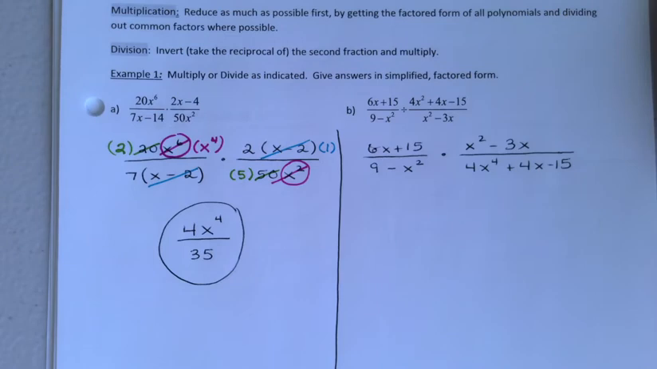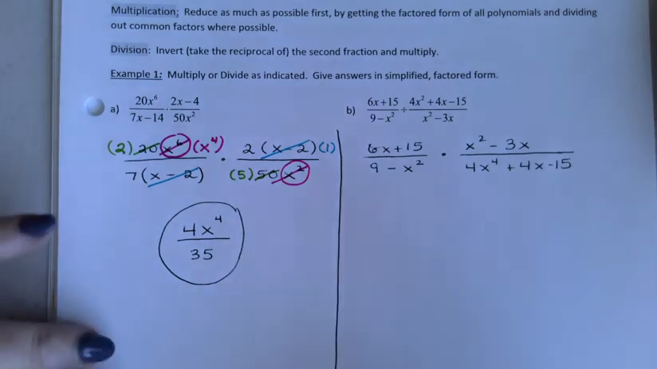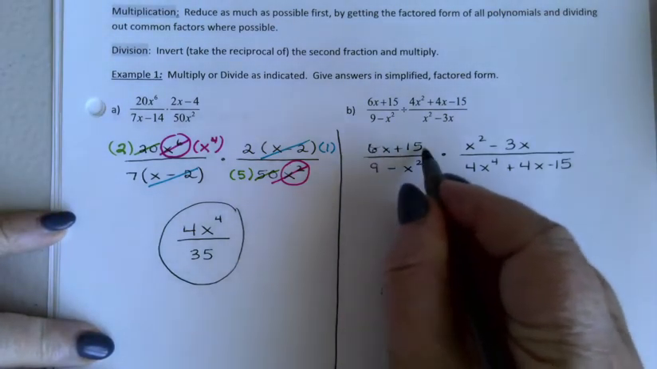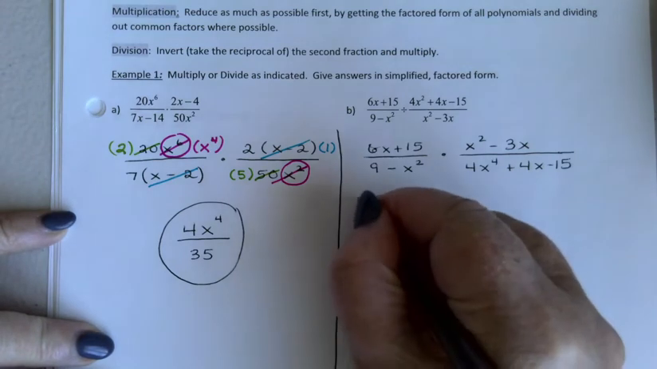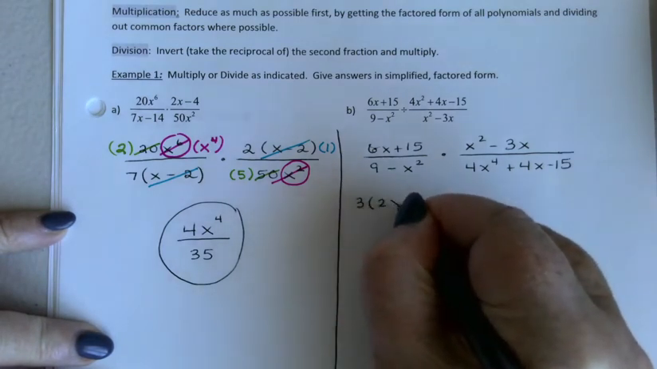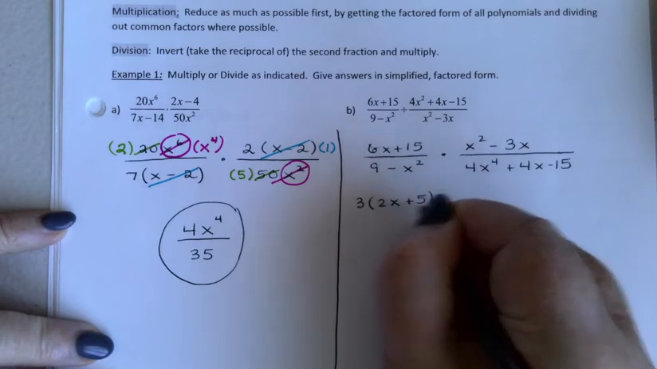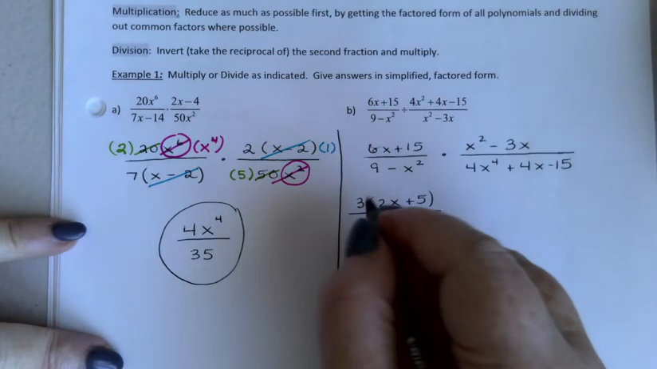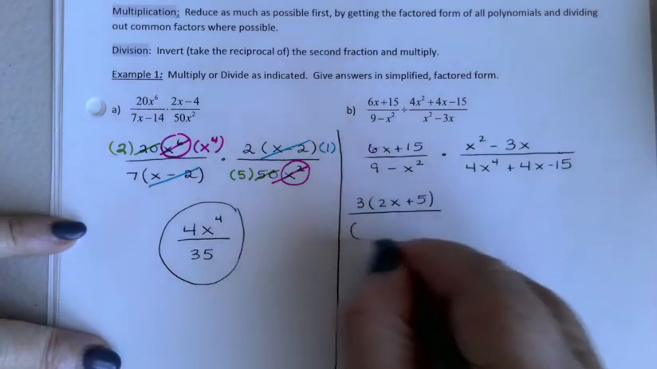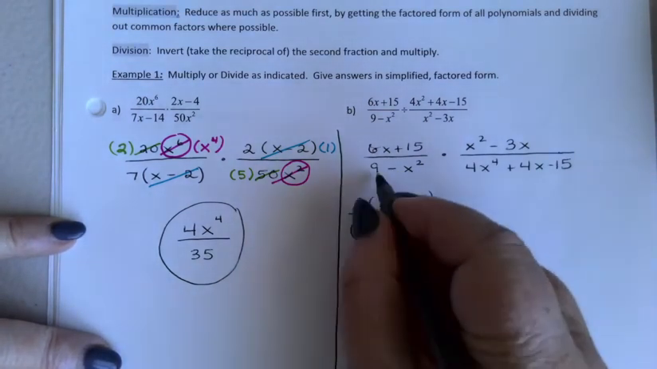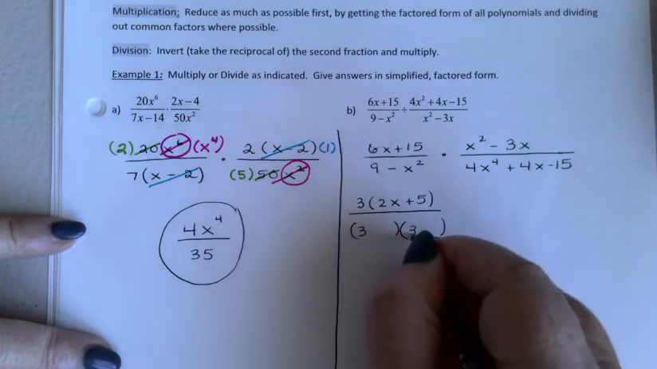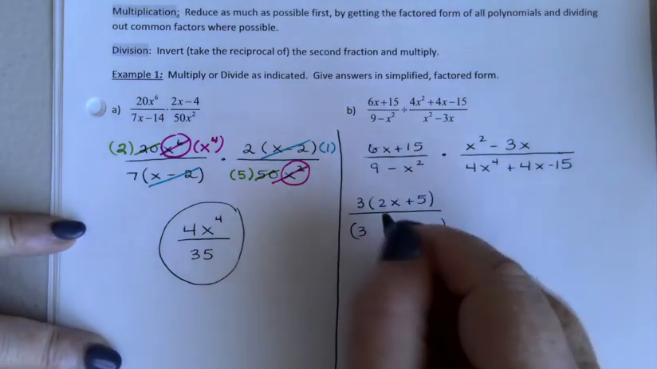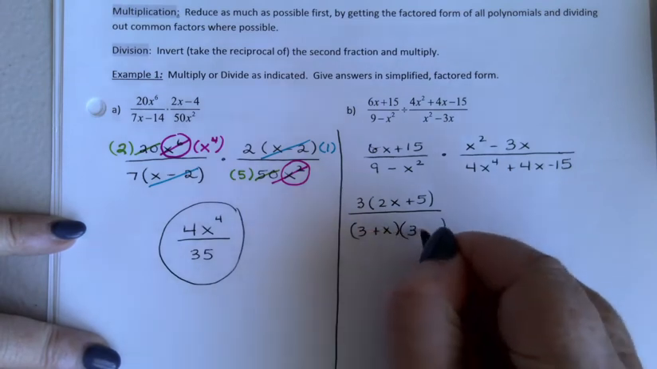All right, I now need all factored forms. Remember, I'm never allowed to reduce until I have my factored forms. So let's do that. Looks like I want to factor a 3 out of the numerator, which will leave me 2x plus 5. In the denominator, that's a difference of perfect squares. So 9 would be 3 times 3, and the minus x squared would be a plus x minus x.